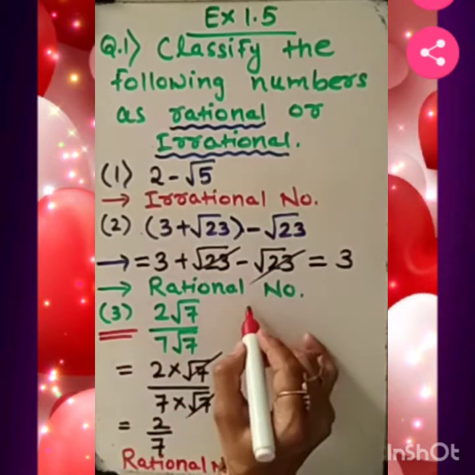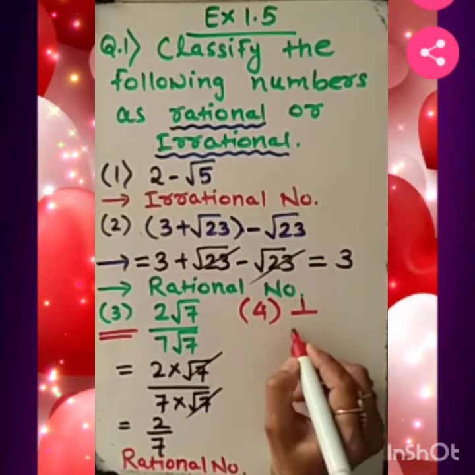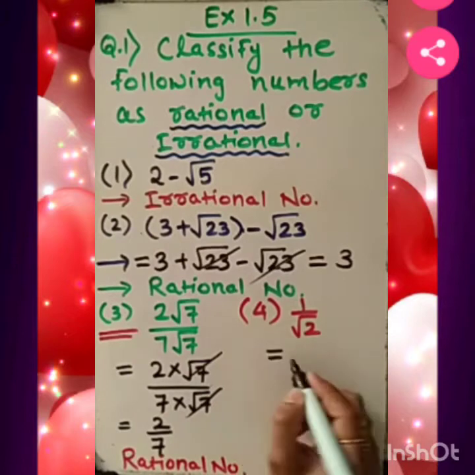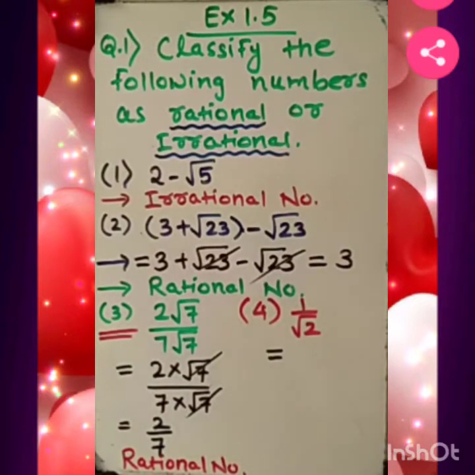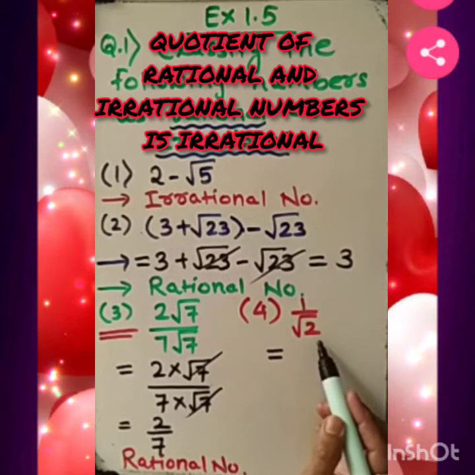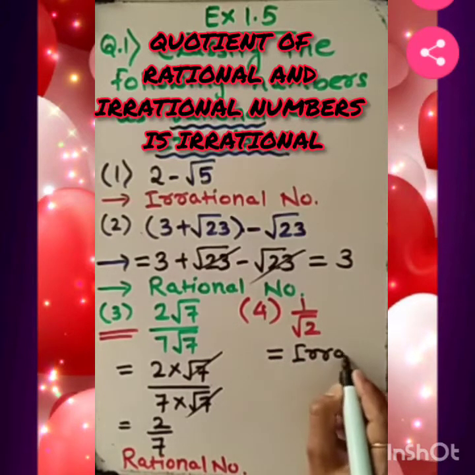Now let's work out the fourth number. We are given 1 upon root 2. How can we say whether it is rational or irrational? In such a case, we know that it is an irrational number. The reason behind that is when we divide a rational number by an irrational number, it gives an irrational number as the result. So for this, we can directly write it is an irrational number.